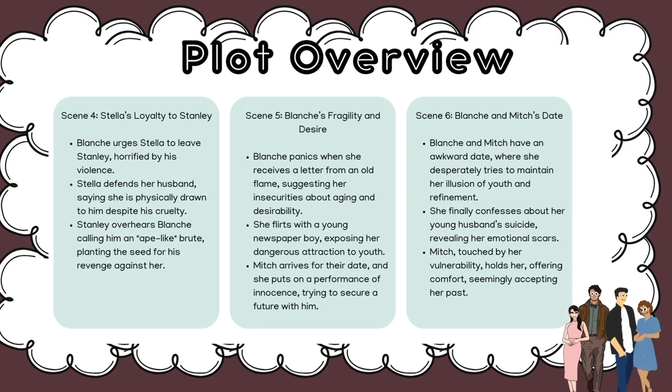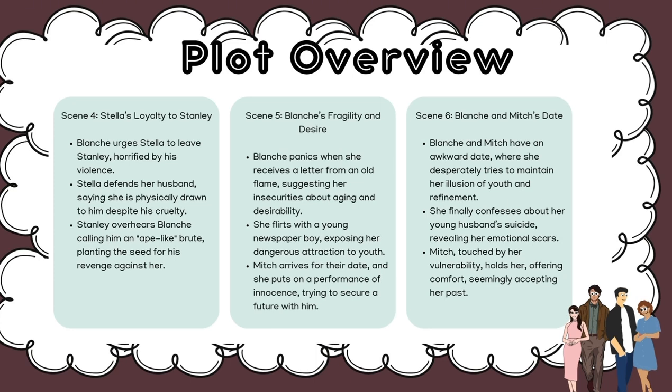Scene 4, Stella's loyalty to Stanley. Blanche urges Stella to leave Stanley, horrified by his violence. Stella defends her husband, saying she is physically drawn to him despite his cruelty. Stanley overhears Blanche calling him an ape-like brute, planting the seed for his revenge against her.